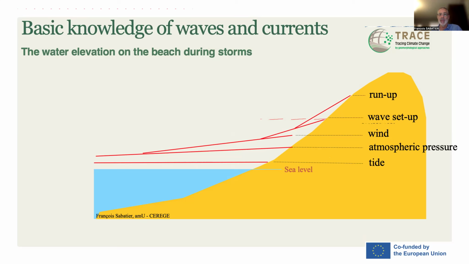And at the end, there is the run-up. Finally, as waves rush on the beach, the maximum vertical reach or run-up can be 1 meter. So at the end, if you make a total of all these processes, the water elevation on the beach can be 1 meter, 2 meters, 2 meters and a half. So you can create, in that case, a lot of coastal flooding and dune erosion.